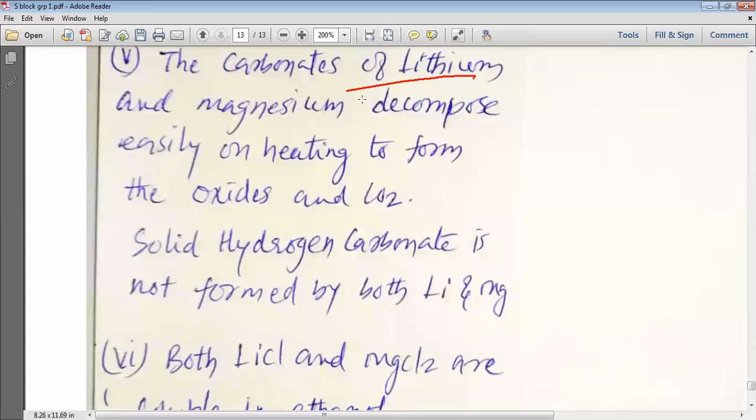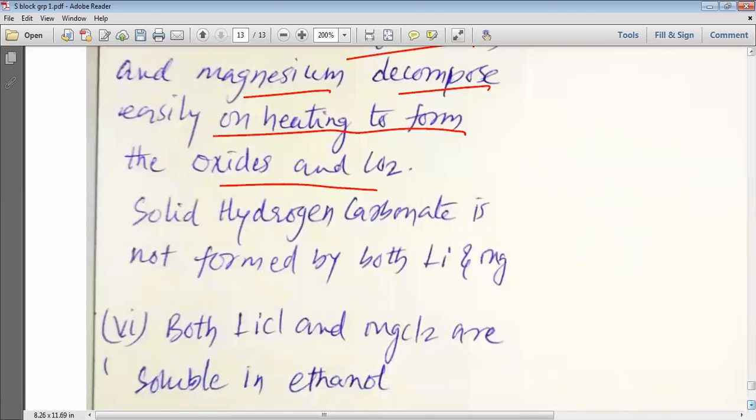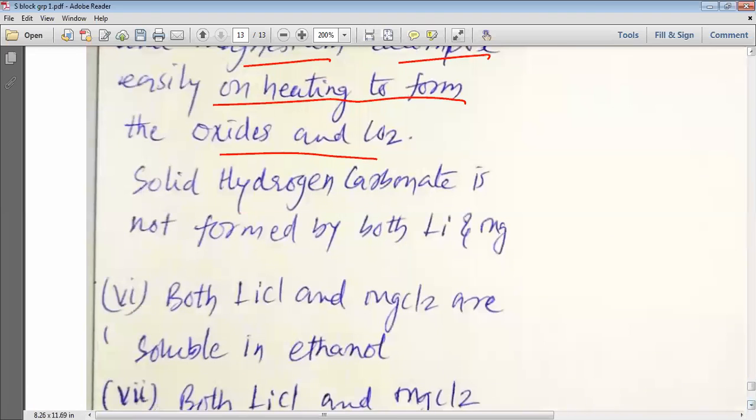The carbonates of lithium and magnesium decompose easily on heating to give oxides and CO2. Please remember that lithium carbonate and magnesium carbonate on heating give lithium oxide and carbon dioxide, whereas the other elements of group 1 do not form it. So they, from nitrate, give nitride.